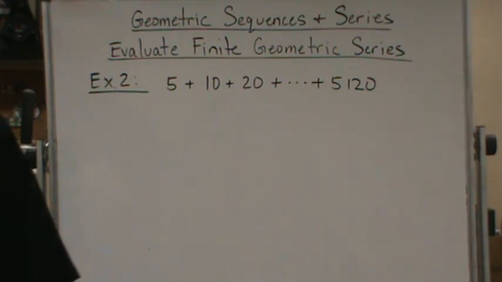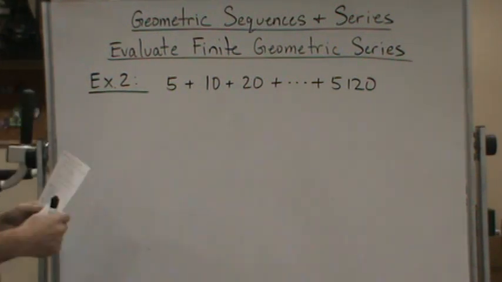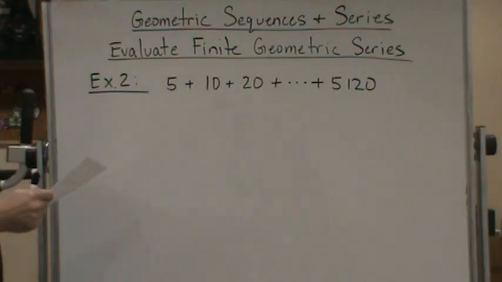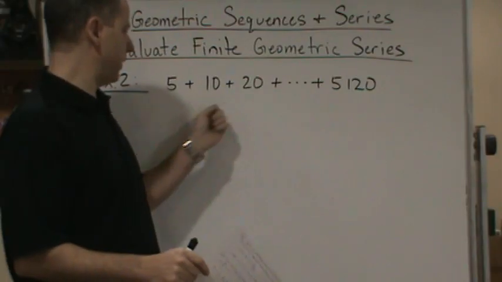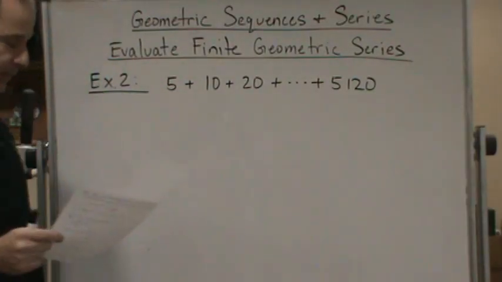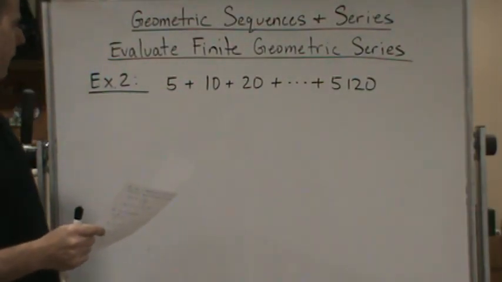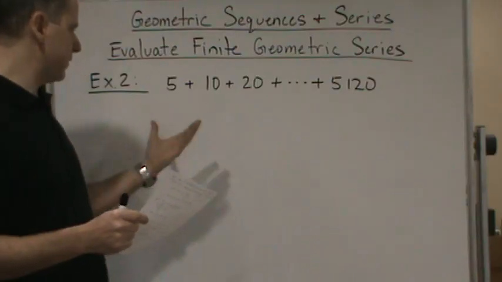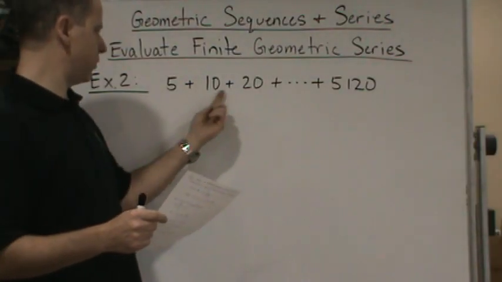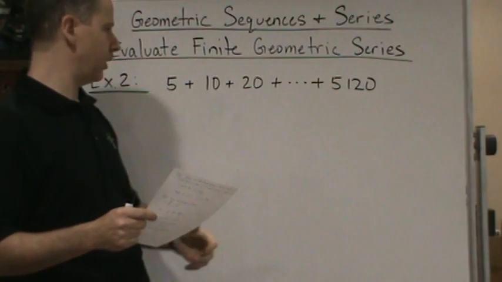All right, welcome back. Now, in this case, we're given this geometric series. So this is a finite geometric series, right? So that's what we're talking about. We have a finite geometric series and we want to find the sum of this. We're given the first few terms and then we're given the last term.